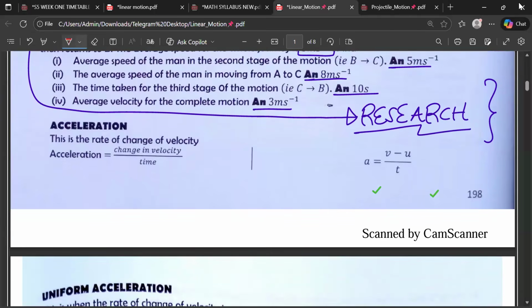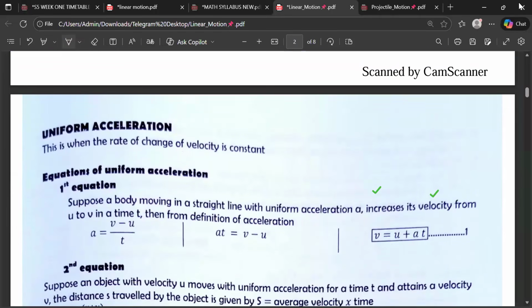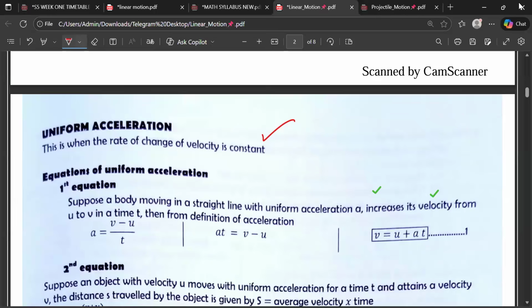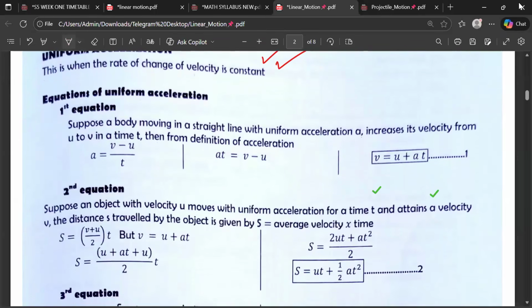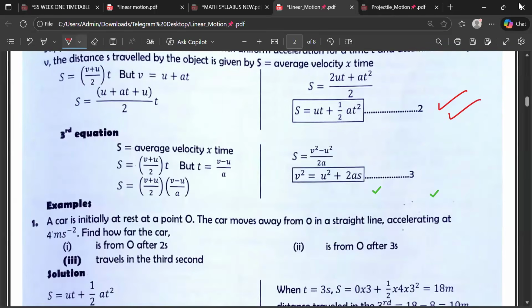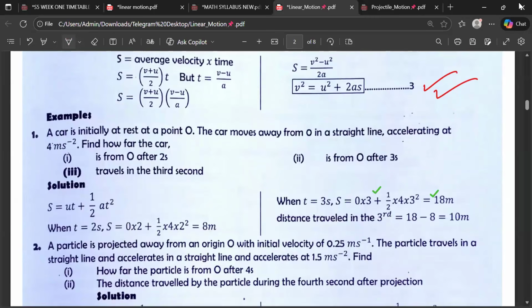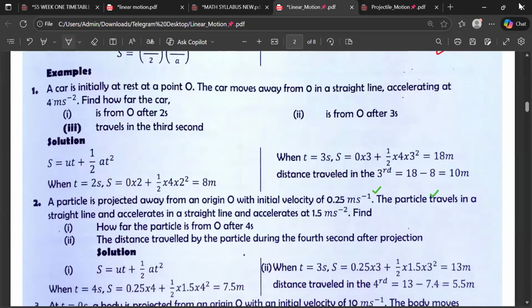Acceleration is the change in velocity over time. We defined that. Then uniform, I remember defining for you uniform. I gave it here as an assignment of labeling a well-labeled velocity time graph. These are the equations of motion derived, and we also derived them. You get the point? Then this is the third, which we also derived. So you can see we are moving. About the examples, these ones are easy.